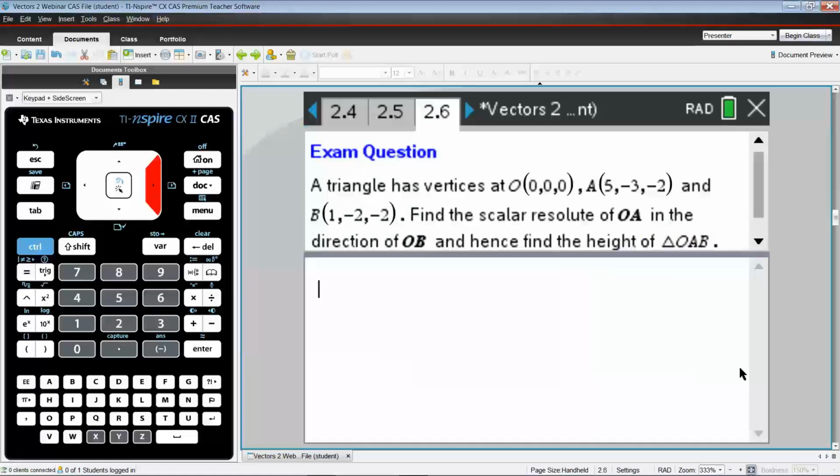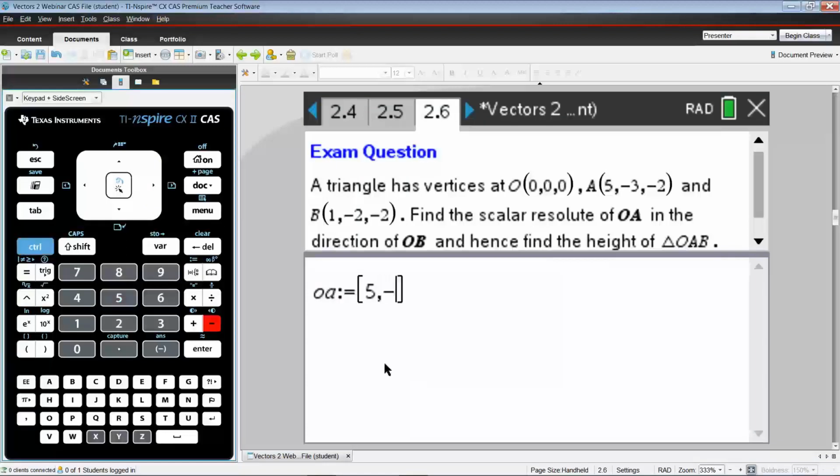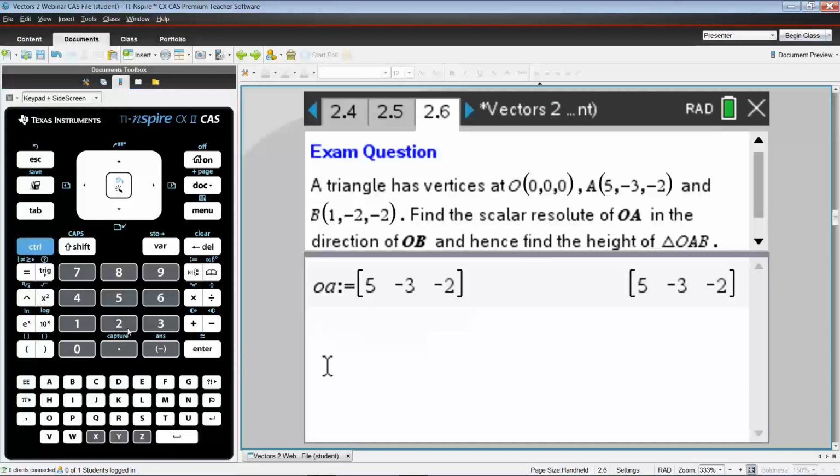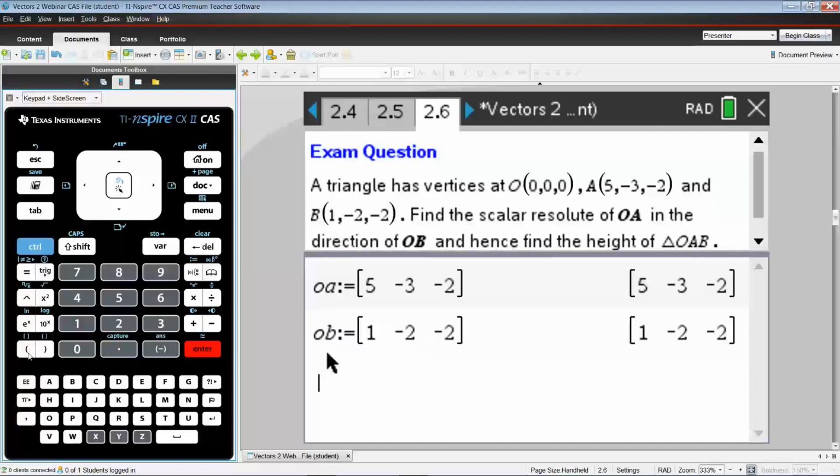So let's go and define a couple of these vectors over here. I'll first define OA. So OA is defined as vector 5, -3, -2. Even though I've got coordinates over here, it helps that we're starting all our vectors at the origin, which means our position vectors are simply the coordinates themselves. The components of the vectors are the coordinates themselves. Okay, so now let's do the same thing for OB. So OB is defined as 1, -2, -2.